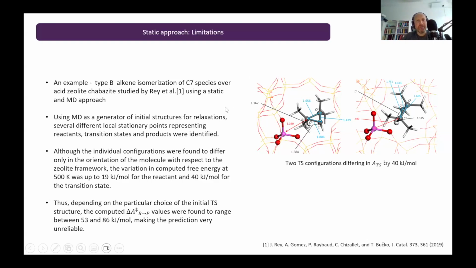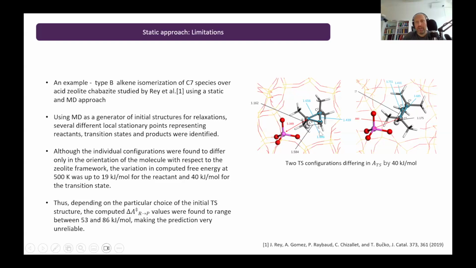Let me give you an example of what kind of problems this could cause. This is an example from our research, where we investigated the mechanism for type B alkene isomerization of C7 species. In that study, we used molecular dynamics as a generator of initial structures for relaxations of the transition state, and then we used IRC calculations to find the corresponding stable states. Now, we found that although the individual configurations that we identified in this way had very similar internal geometries, there was surprisingly large variation in potential energies and free energies of the relaxed reactant and transition state.